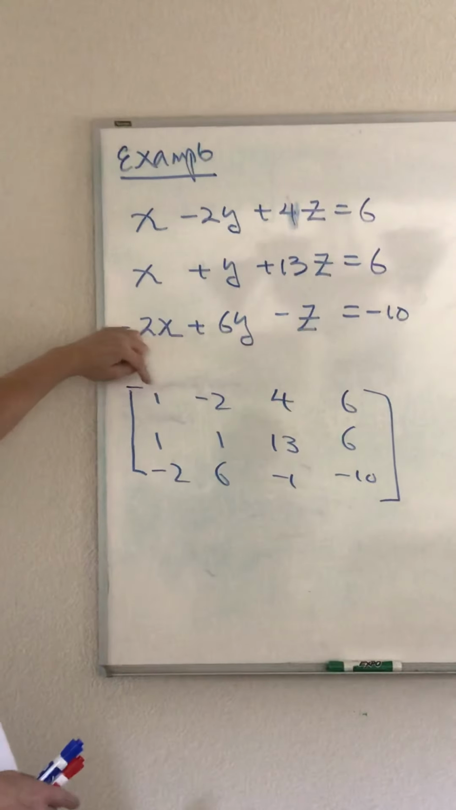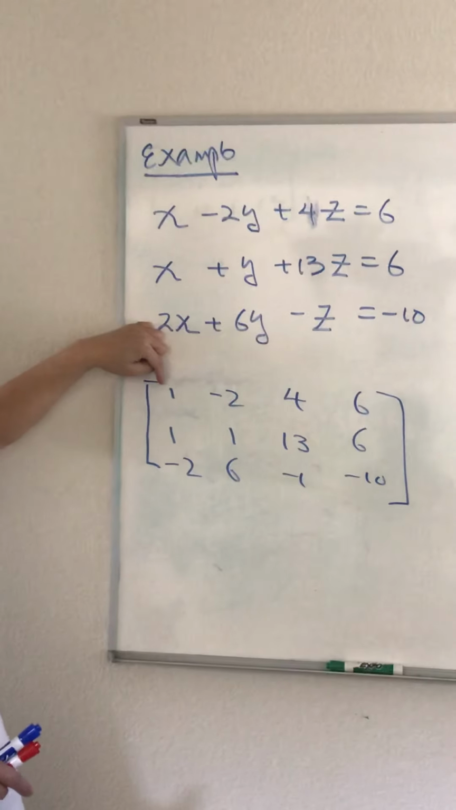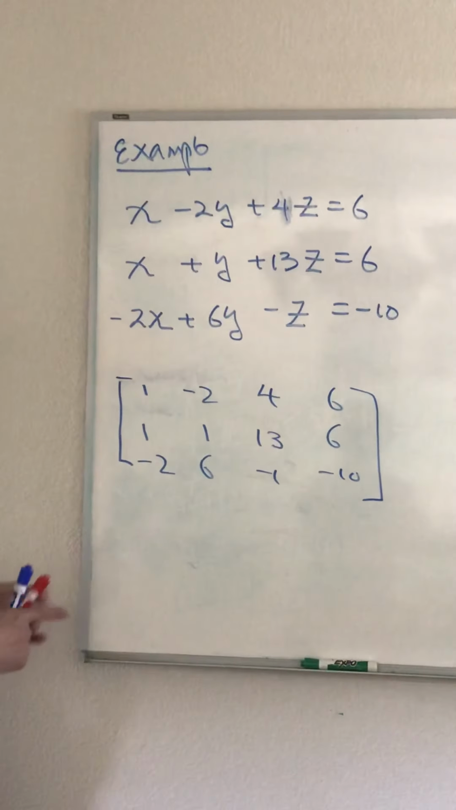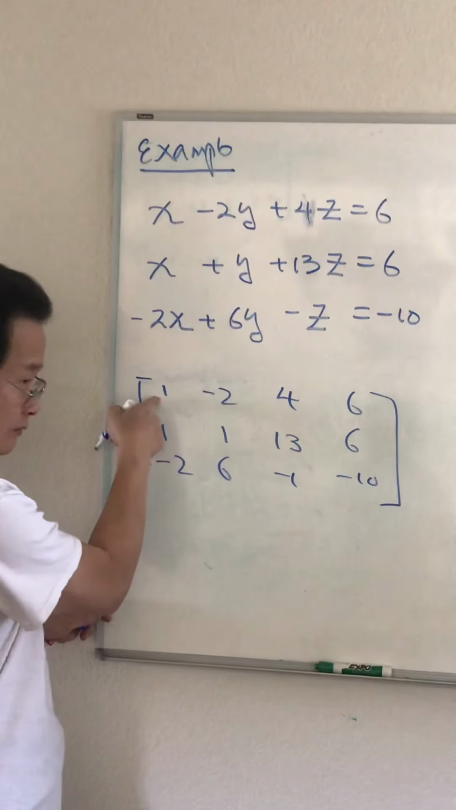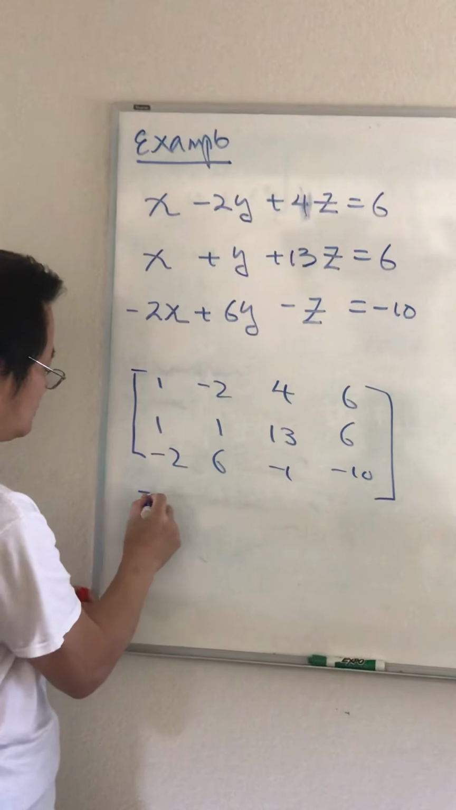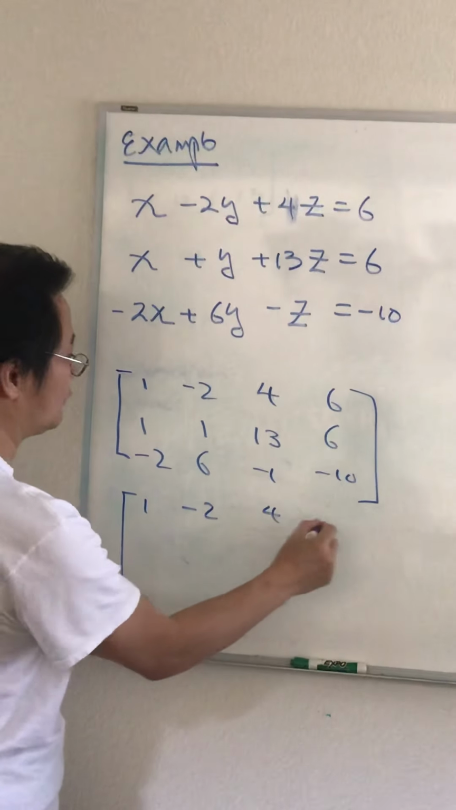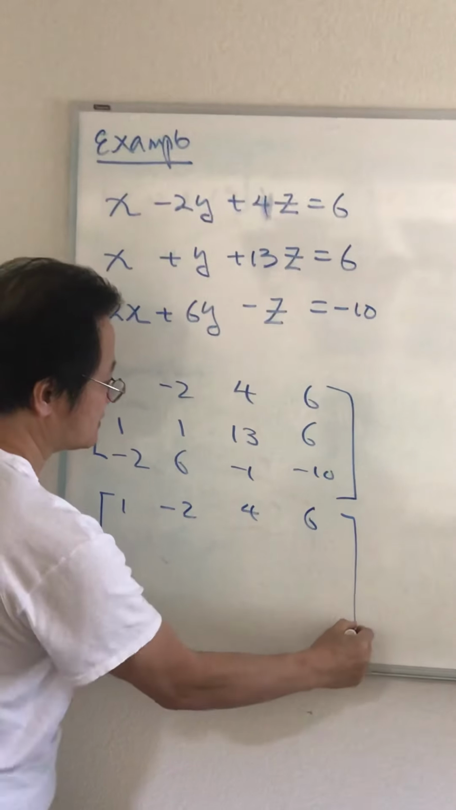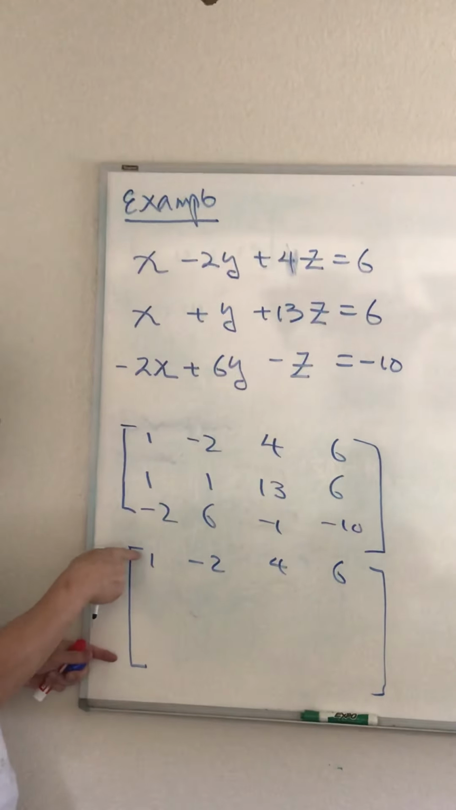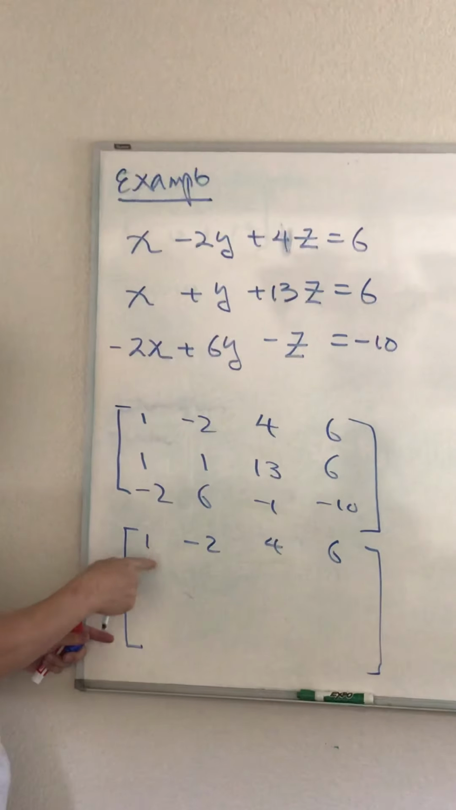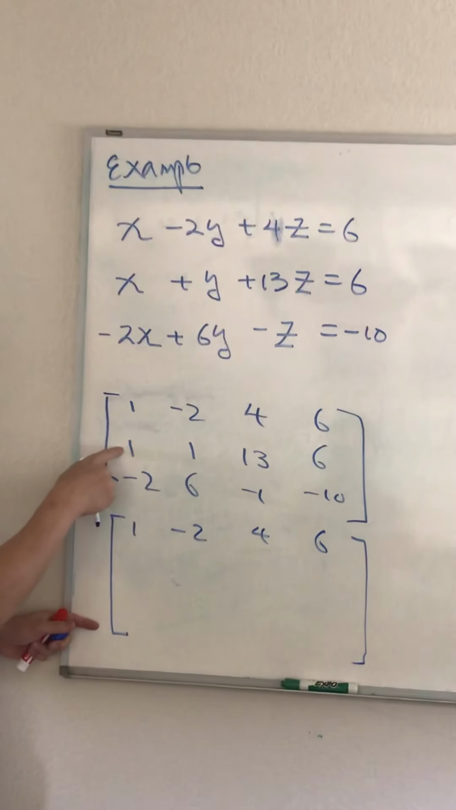So the first coefficient in the first row, I want that to be 1. Since you already have a 1, let's copy that row. 1, minus 2, 4, 6. Okay? Now, the entry below that leading 1 has to be 0. So I'm going to make that 1 a 0.